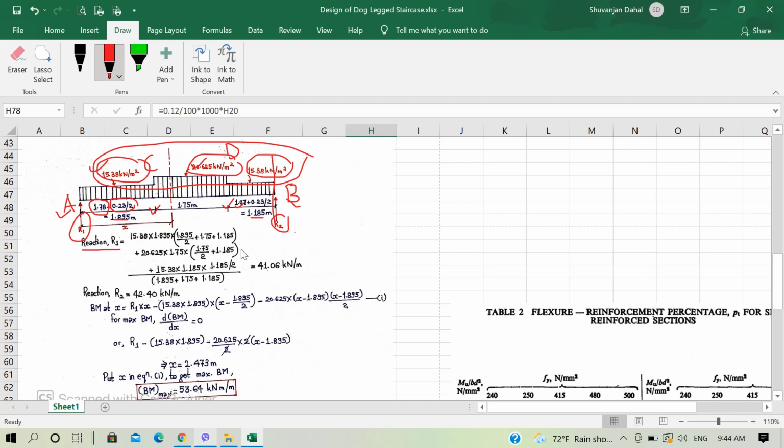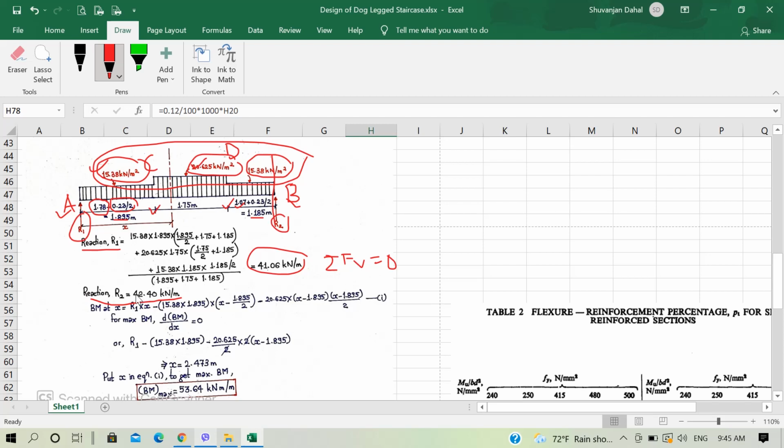I won't be going into detail for this because you already know about it. You get the reaction R1 to be 41.06 kilonewton per meter. And if you perform this summation of forces in vertical direction and equate them to 0, you get R2, which comes out to be 42.40 kilonewton per meter.